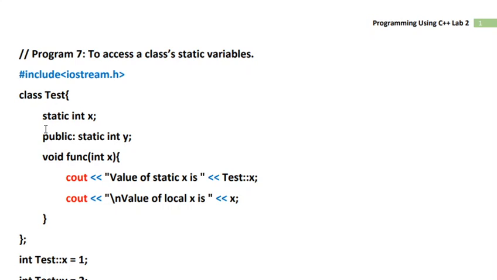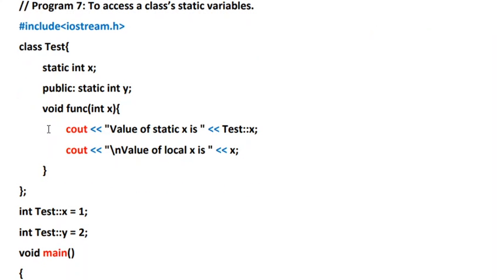So in today's class, we're going to discuss various other programs. The first program that we're going to discuss is how to access class static variables. Just see here, I have a class called test. I have static variable x and static variable y. X is the private member and y is the public member.